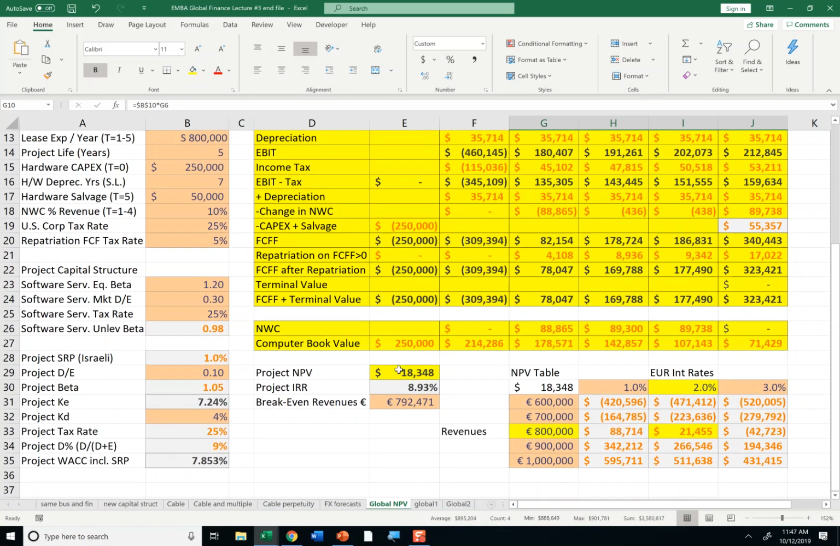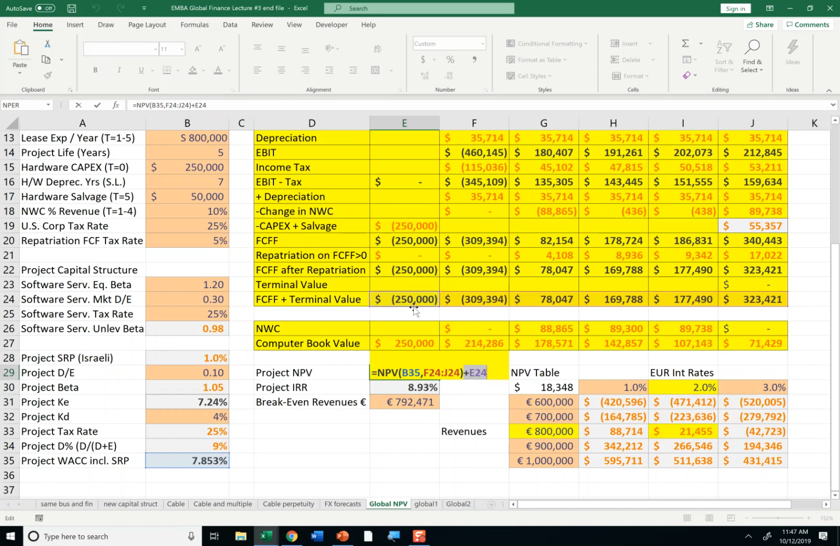All right, so NPV, remember the NPV formula, you can only put in the future cash flows. So you do NPV, put in a discount rate, highlight all your future cash flows, but then you have to go back and add the first cash flow, which is the negative 250. You remember that adjustment? The NPV function doesn't work on the first cash flow. So this project generates an NPV of $18,000 and has an IRR of 8.9%. For IRR, you put in all the cash flows. All right, so that is as complicated as a model gets.